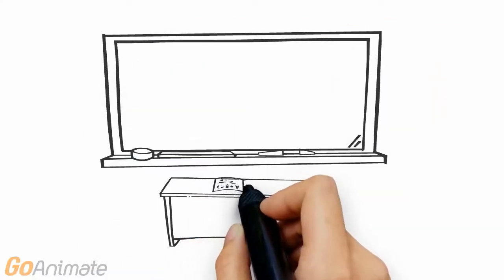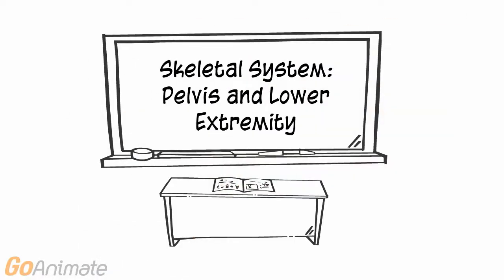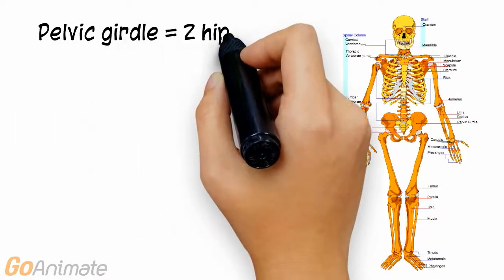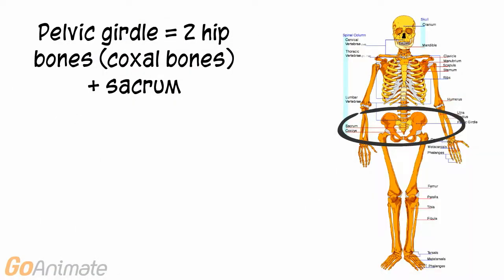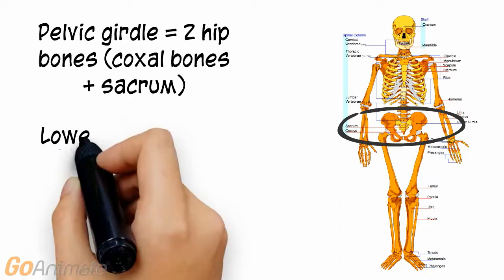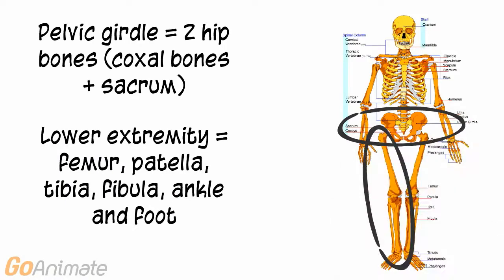Let's learn about the bones of the pelvis and lower extremity. Let's begin with the pelvis. The pelvic girdle consists of two coxal bones and the sacrum. The lower extremity includes the femur, patella, tibia, fibula, ankle, and foot.